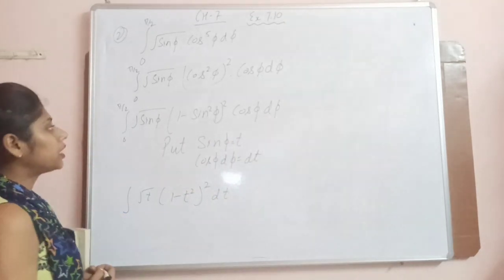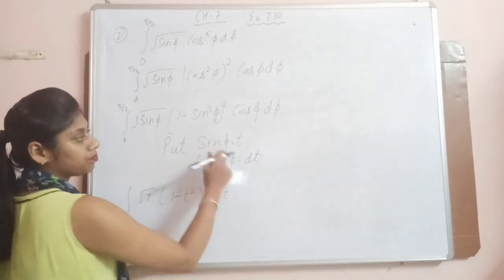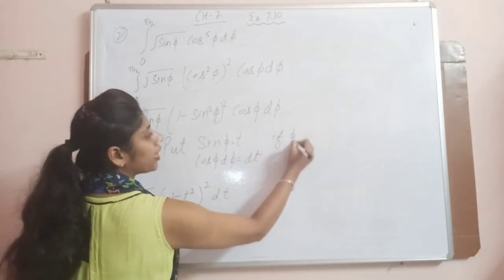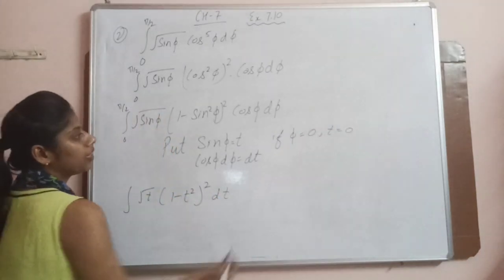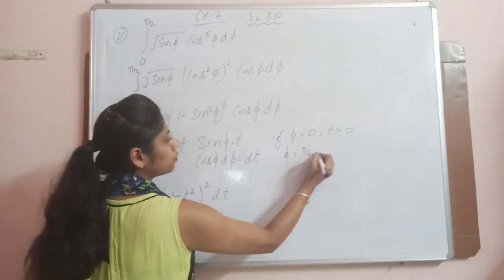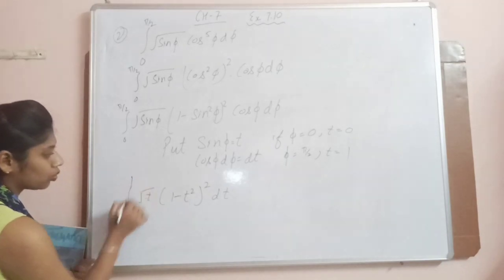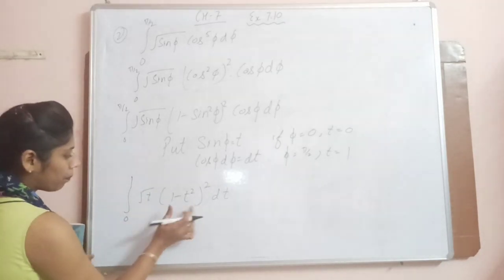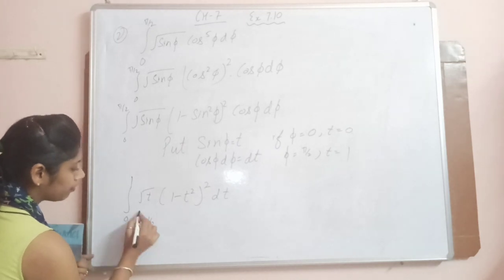Now what were the limits? If phi is 0, then t is again 0. If phi is pi by 2, then t will be equal to 1. So limits are from 0 to 1. Now open the identity. Root t can be written as t raised to power 1 by 2.